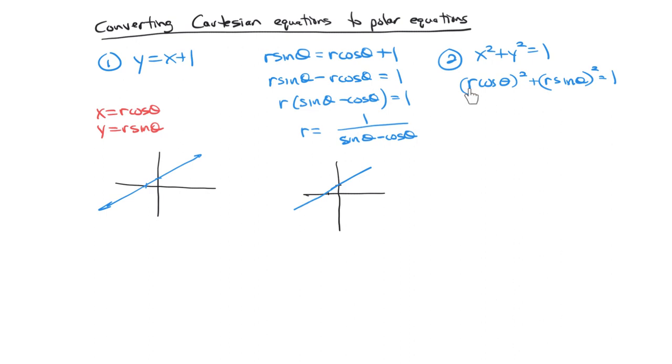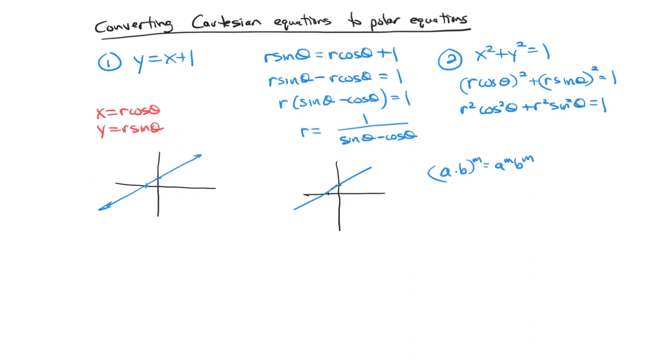Then right here we've got 2 things squared. So we're going to use that rule you learned a long time ago in algebra. A times b to the m is a to the m, b to the m. So we'll do that here. So we'll get r squared times cosine squared theta plus r squared times sine squared theta equals 1.